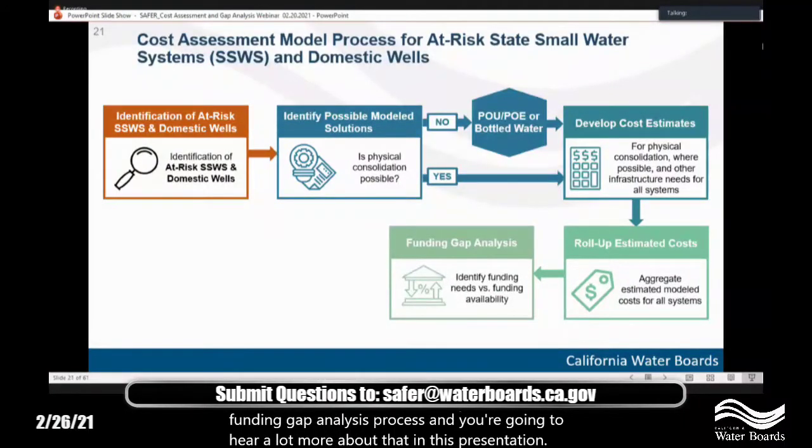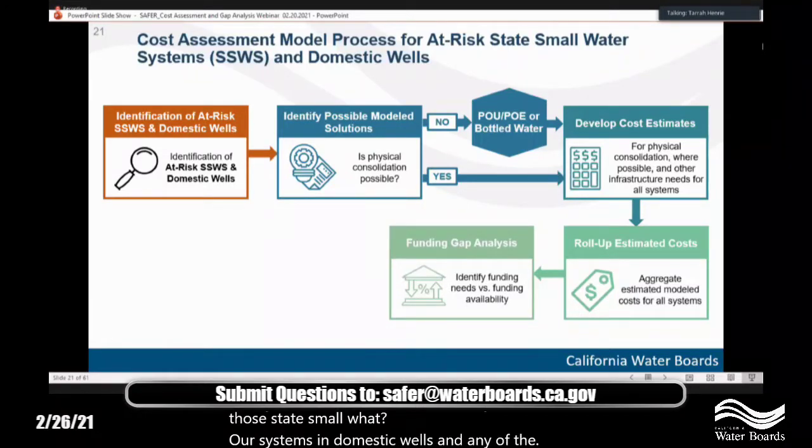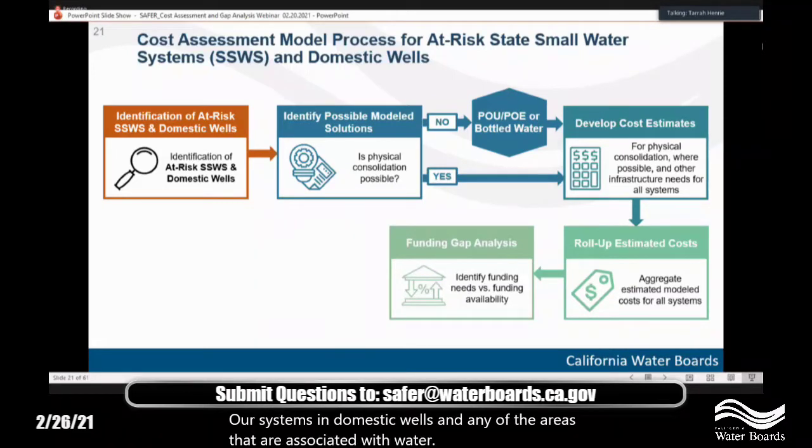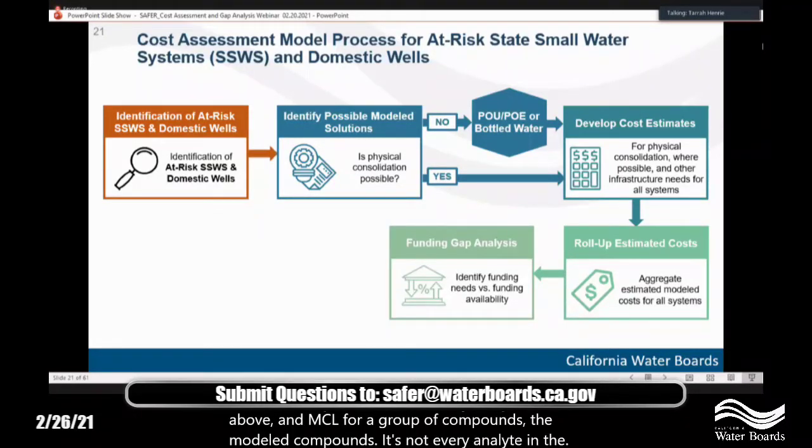Next slide. So getting into the cost assessment model process for at-risk state small water systems and domestic wells, the identification of those systems was really done, as I mentioned, through that modeled process where we looked at the GAMA water quality and matched it up with the locations of those state small water systems and domestic wells. And any of the areas that are associated with water quality that's at or above an MCL for a group of compounds, the modeled compounds. It's not every analyte in the universe, it's only 6 that they modeled. So that's kind of the limit of that analysis at the moment.